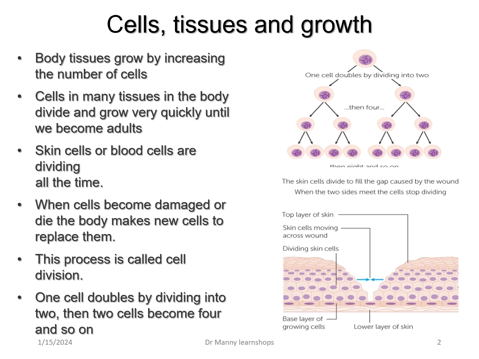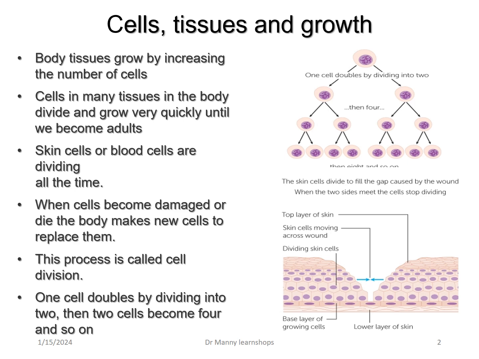So when it comes to cells, body tissues grow only by increasing the number of cells. And there are lots of cells in many tissues of the body, and they all divide and grow very quickly from our pre-adulthood to the time that we become adults.